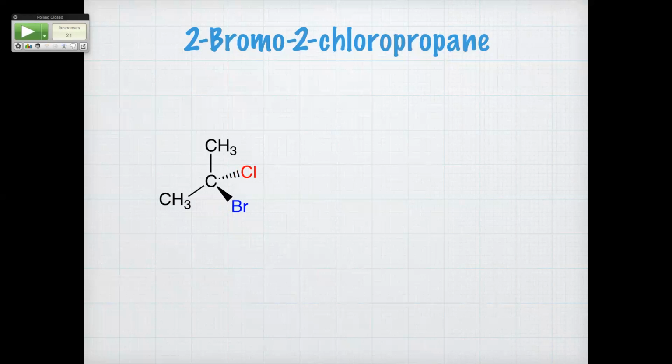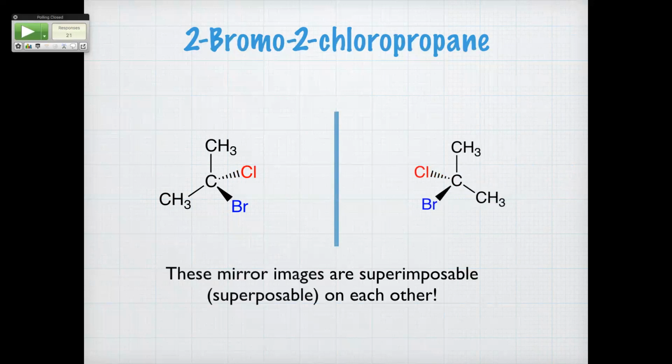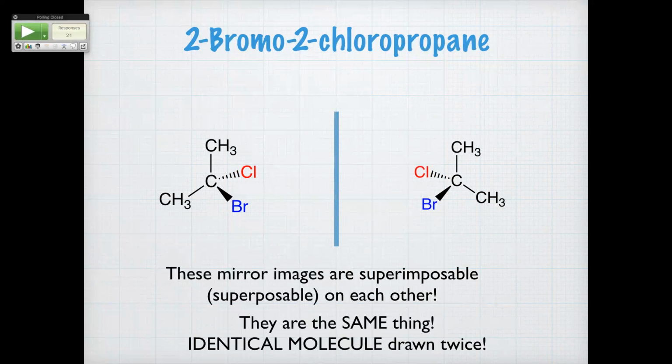Okay, here. This is 2-bromo-2-chloropropane. Okay, so notice we've got the 2 methyls in the plane, the chlorine going back, and the bromine coming out. Okay, I make its mirror image. Well, these 2 are superimposable on each other. They are achiral compounds. They are the same thing. It's the same molecule drawn 2 times. The other thing wasn't the same.